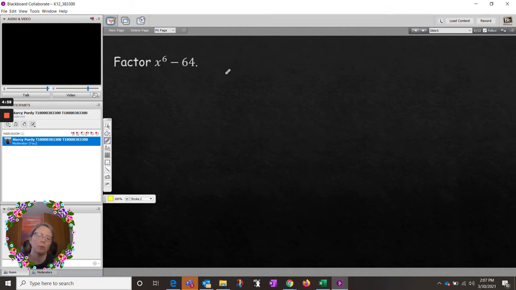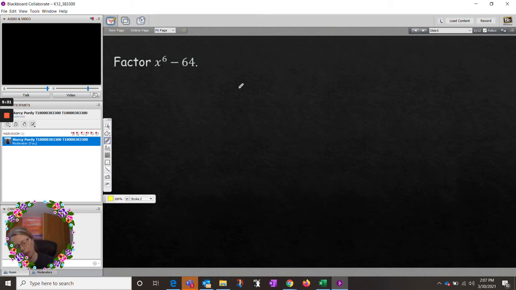So there are a couple of different ways to do this because this is one of those rare situations where x to the 6th and 64 are actually both a difference of squares and a difference of cubes. So you kind of have to decide, how do I want to work it out? I will tell you, if you come across a situation like this where they are both a difference of squares and a difference of cubes, go with the difference of squares. And I'm going to show you why here.